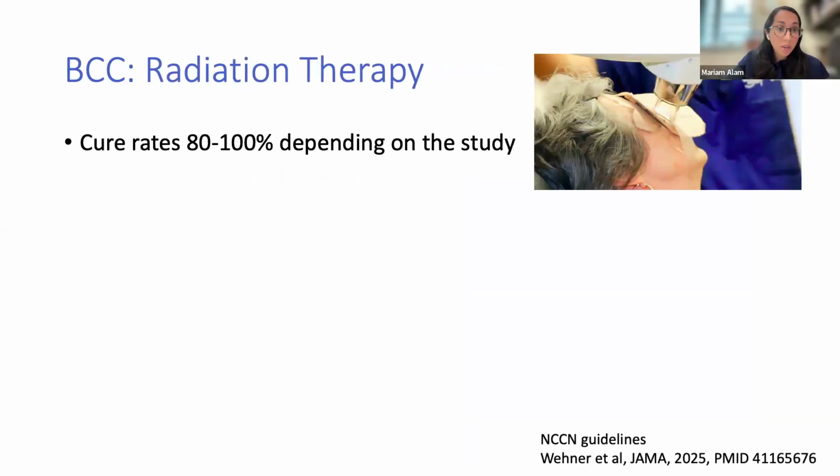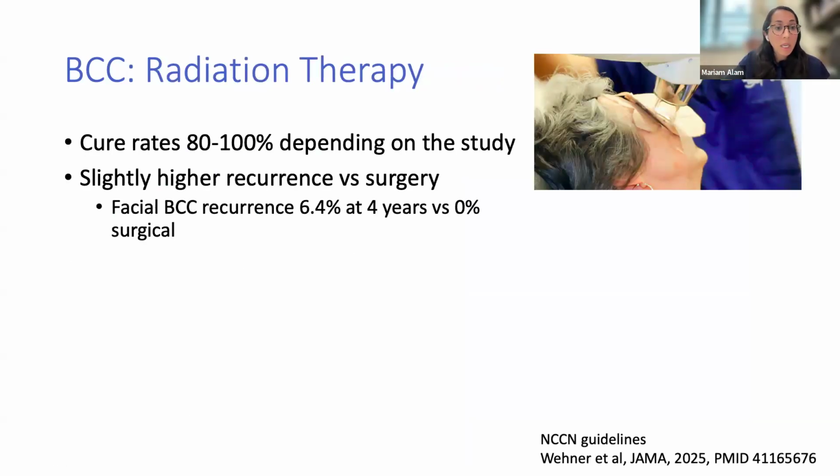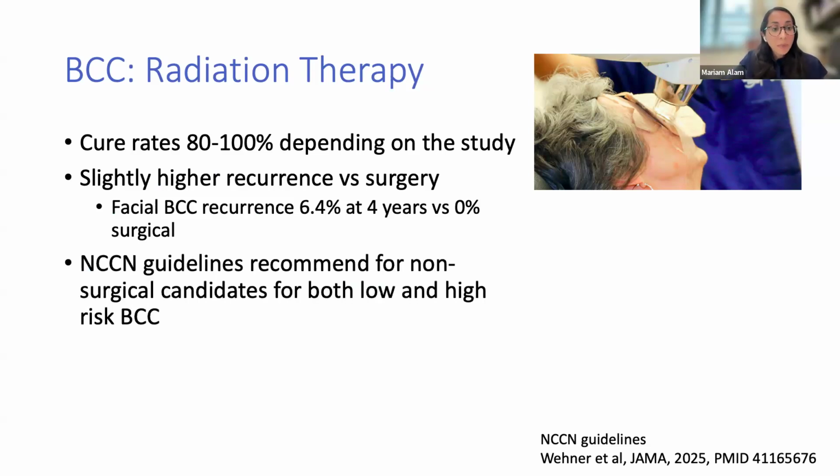Radiation can also be used, with really high cure rates depending on the study. There is a slightly higher recurrence versus surgery. But the NCCN guidelines do recommend radiation as a strategy for non-surgical candidates for both high and low risk basal cells. And I think where this comes into play most often is patients with really big tumors, where surgery is going to be a big deal.